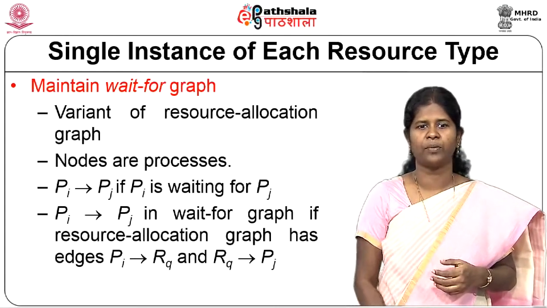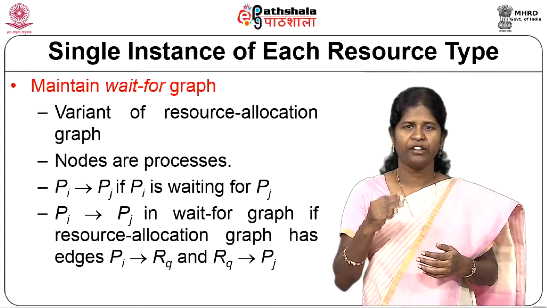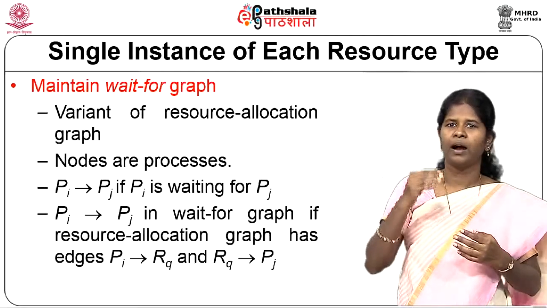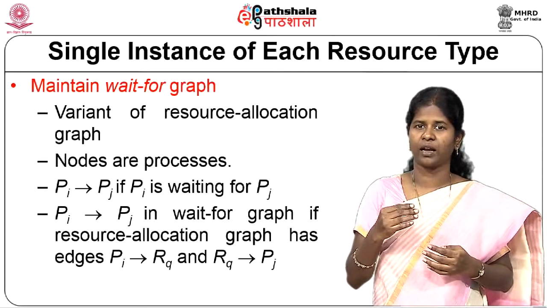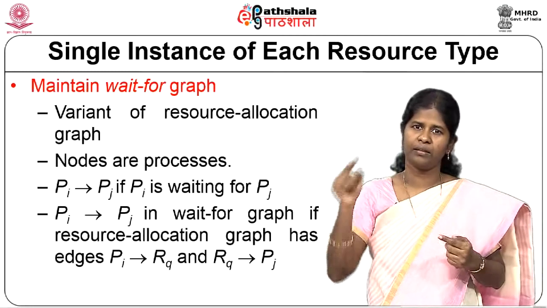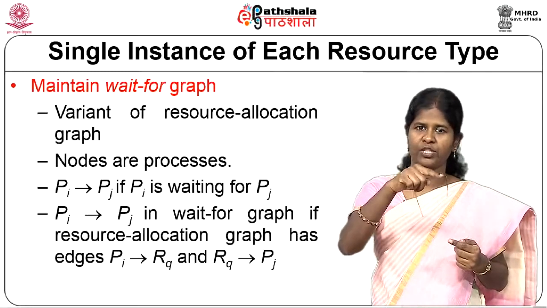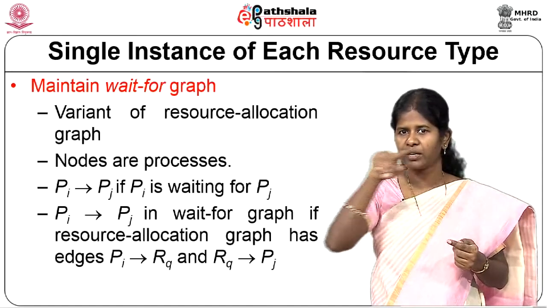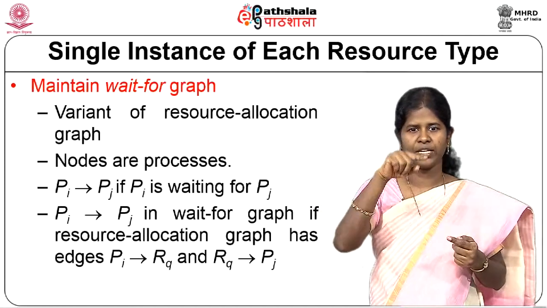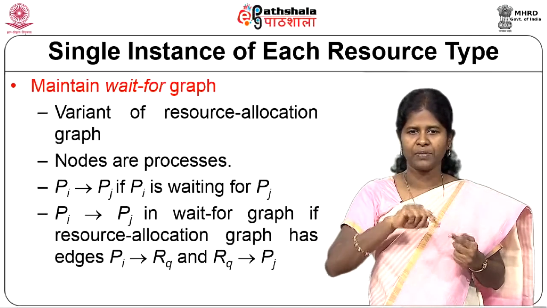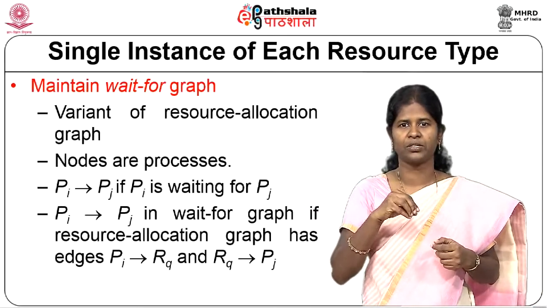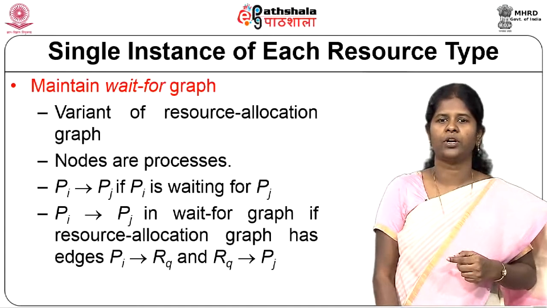There is an edge from process Pi to process Pj if process Pi is waiting for process Pj. In the corresponding resource allocation graph, there would have been an edge from Pi to a resource Rq, and from Rq an edge to process Pj. Now the edges from Pi to Rq and Rq to Pj are collapsed, and you have just an edge from Pi to Pj, saying that Pi is waiting for some resource that is held by process Pj.